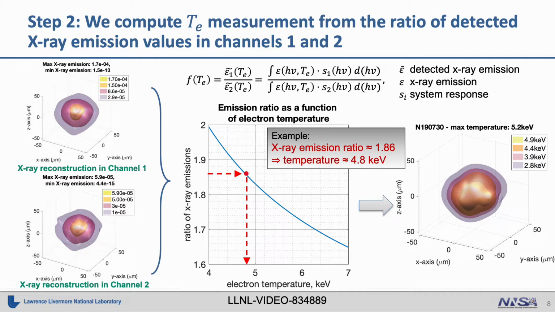And step 2 is about TE measurement, inferring it from the ratio of detected X-rays in different energy channels. So here on the right, we see two 3D X-ray reconstructions in 2 different energy channels. And we can actually plot the X-ray emission ratio as a function of the electron temperature. And by computing the ratio, for example, the X-ray emission ratio for this particular voxel is 1.86, then we can infer the electron temperature to be 4.8 keV. By repeating this process voxel by voxel, we can then obtain a 3D TE map.